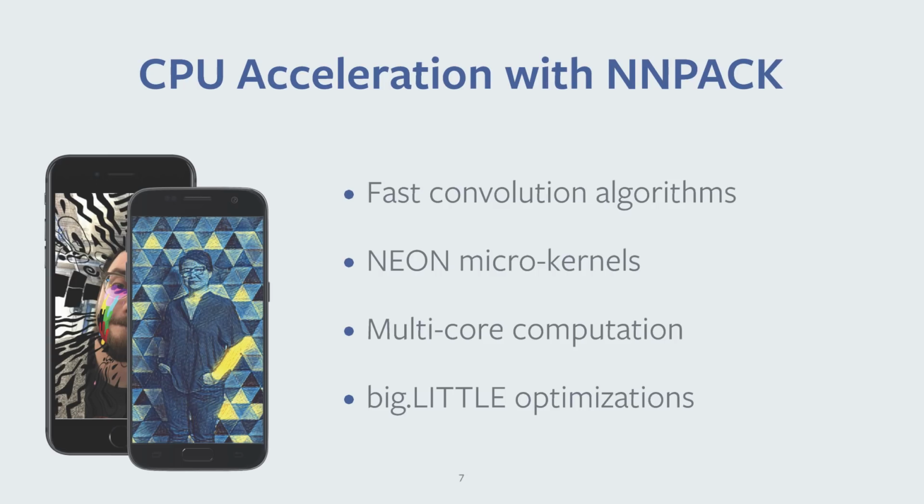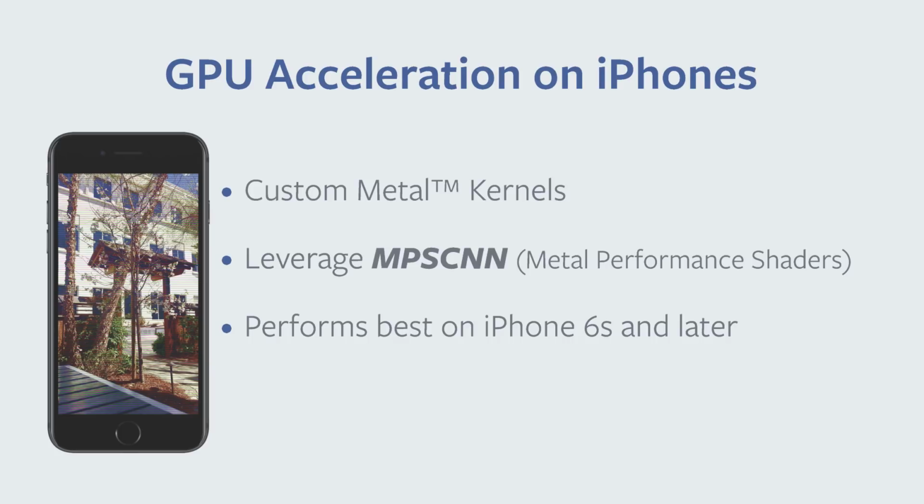And on the mobile side, for the CPU, on the ARM processor, we use NNPACK, which is a fast convolution algorithm. It uses Winograd to speed up 3x3 and other convolutions. It takes advantage of ARM's NEON microkernel to use SIMD calculation and optimizes for multi-core and big.LITTLE cores. On the iPhones, we take advantage of GPU acceleration to use MPSCNN and Metal kernels.